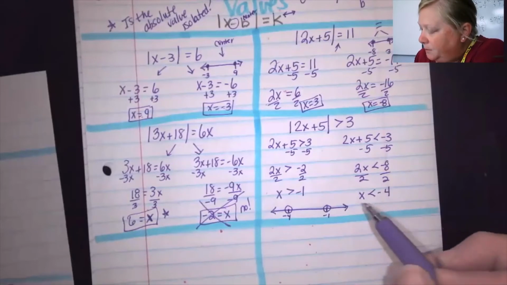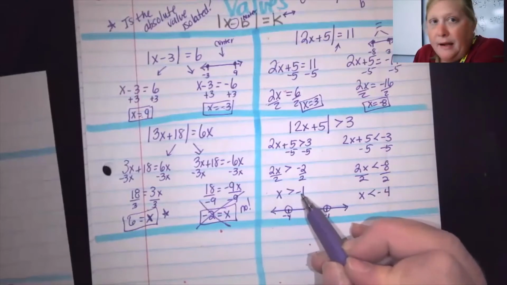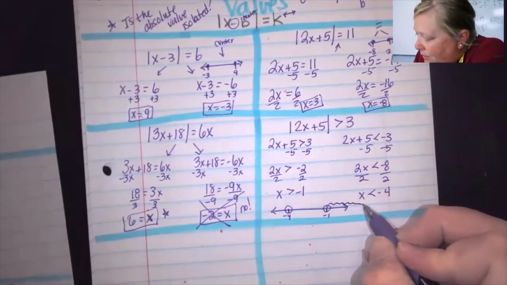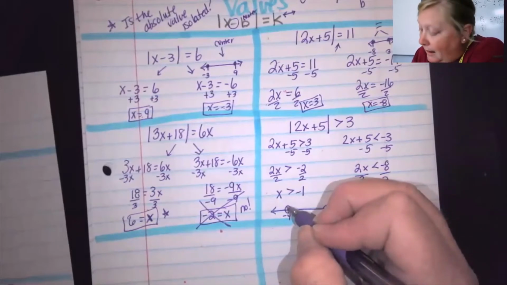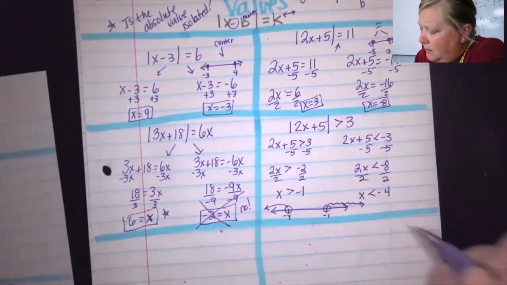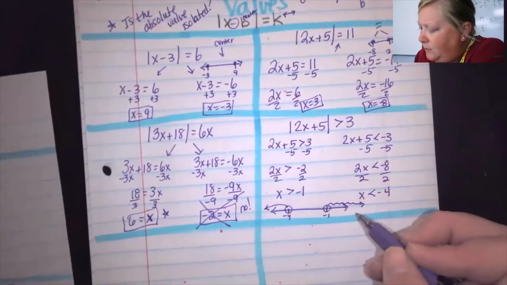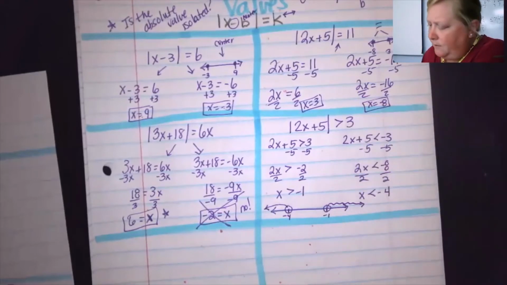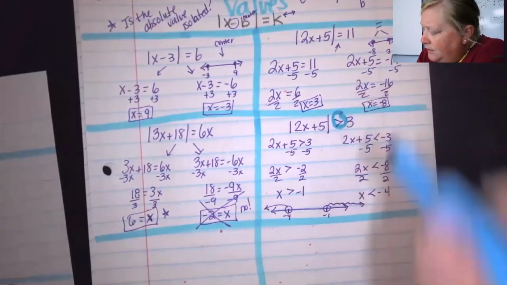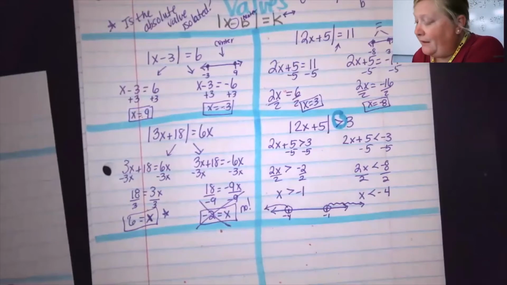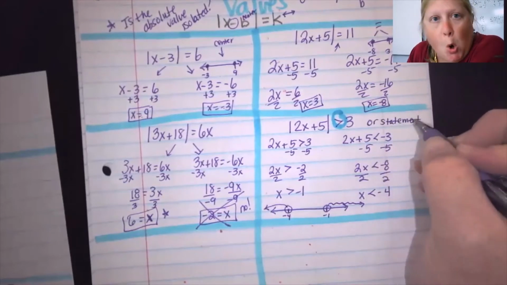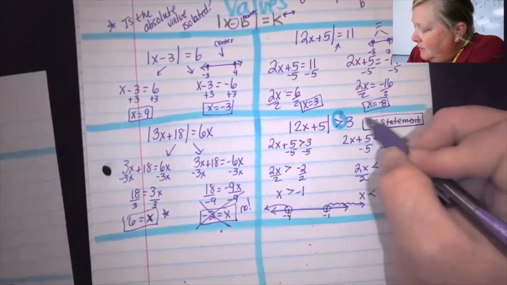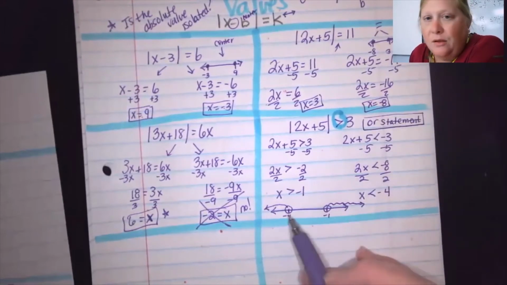So let's see. X is greater than -1. Greater is to the right. X is less than -4. Less is to the left. Huh. Well, they don't even overlap. Well, that's weird. Well, let's go back up and let's look at the statement. So let's read this. The absolute value of 2x plus 5 is greater. Oh, it's an or statement. So because it is a greater statement, we can have it be an or statement where either one of these will make this true.